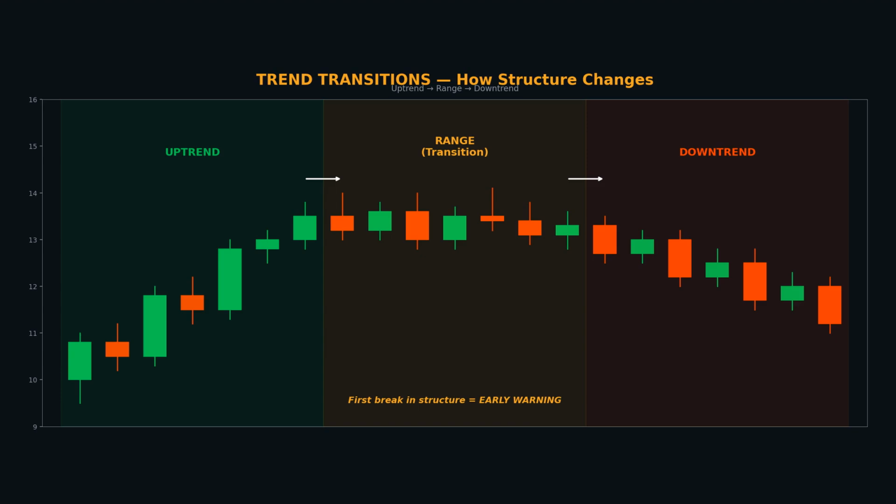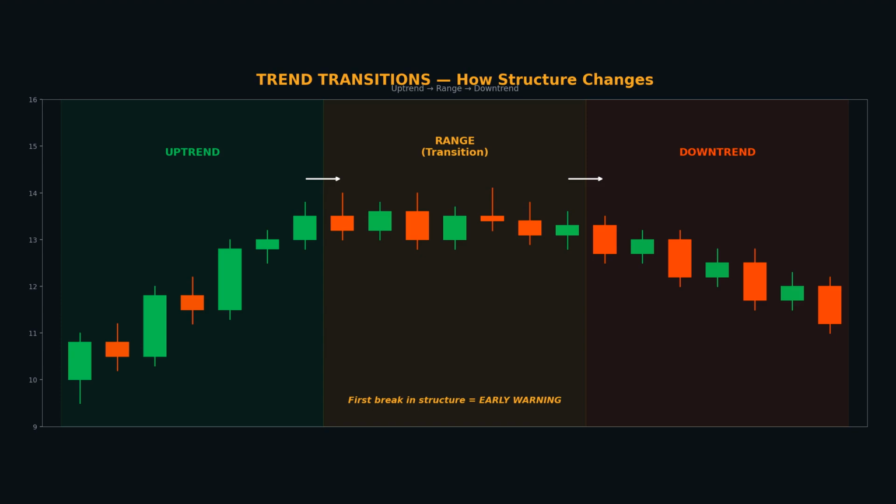A downtrend shows a crack when price fails to make a new lower low, or makes a higher low for the first time. Then it enters a range. Then if buyers win, it breaks out to the upside and a new uptrend begins. Uptrend, range, downtrend, range, uptrend. This is the cycle, and once you see it, you'll see it on every chart, every time frame, every market. It's the heartbeat of price action.